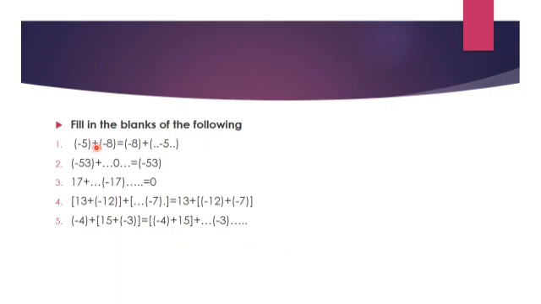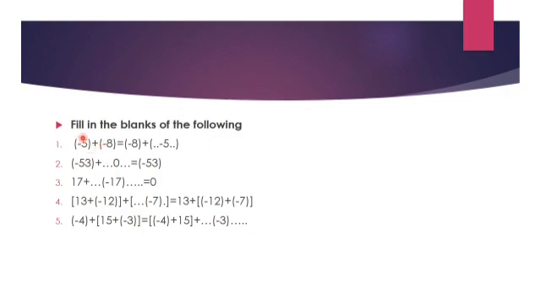Okay, it is the last question. Fill in the blanks of the following. -5 plus -8 is equal to -8 plus blank. In this place, the number is unknown. Then how can we find out that number? Using properties. Which property? Commutativity property. a plus b is equal to b plus a. It's very simple. Minus 5 plus minus 8 is the same as minus 8 plus minus 5 because addition is commutative. Remember that property, commutativity property.